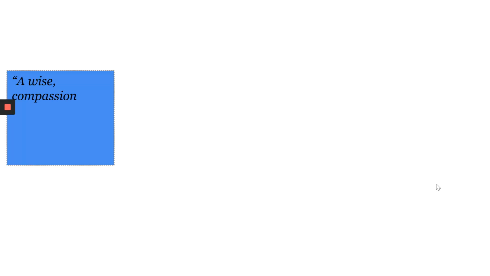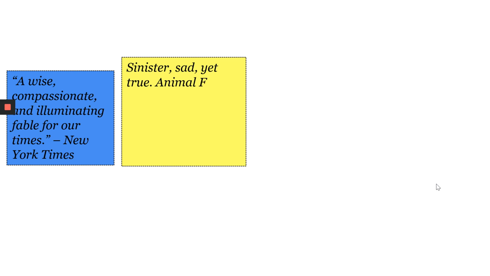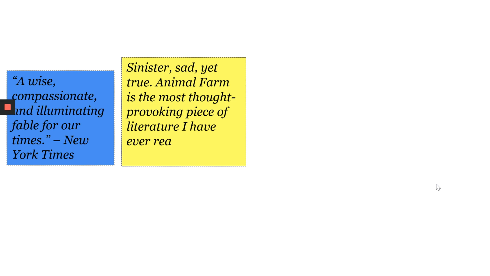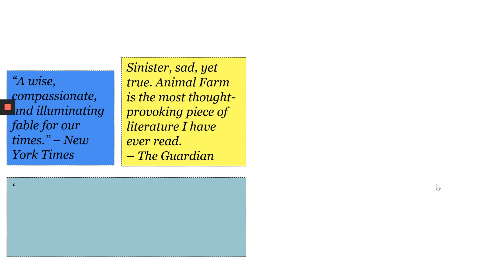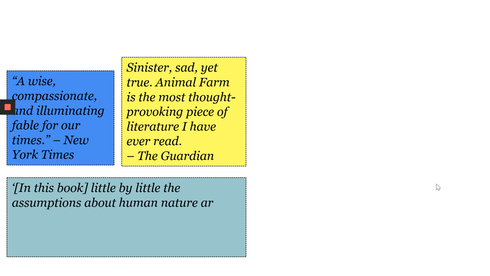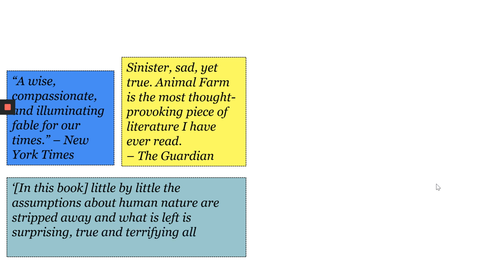Number 1, a wise, compassionate, and illuminating fable for our times. That was written by the New York Times. Number 2, sinister, sad, yet true. Animal Farm is the most thought-provoking piece of literature I have ever read. That was written by the Guardian newspaper. Number 3, in this book, little by little, the assumptions about human nature are stripped away, and what is left is surprising, true, and terrifying all at once. That was written by author Scott Burkham.